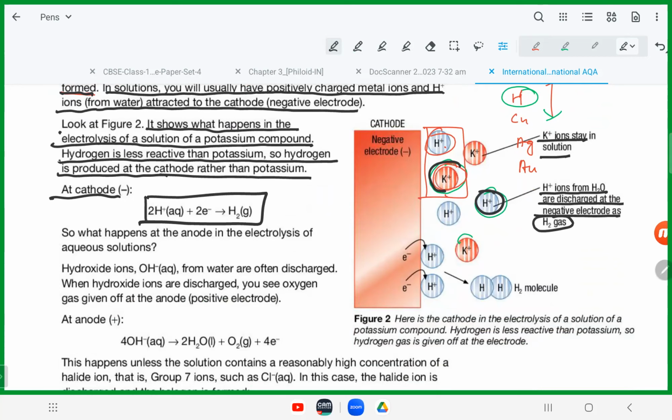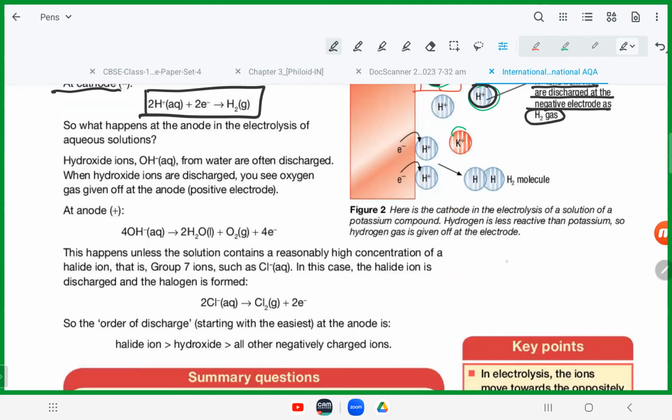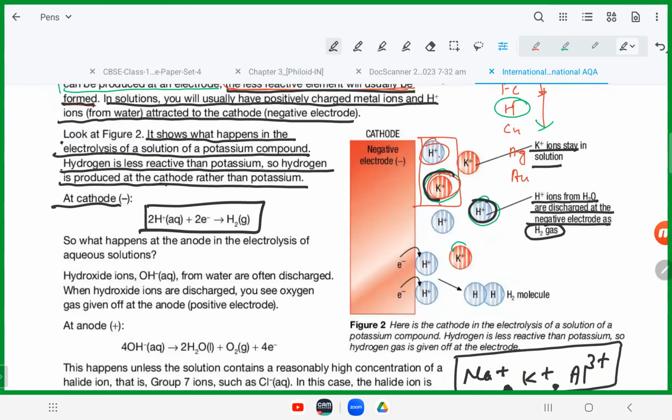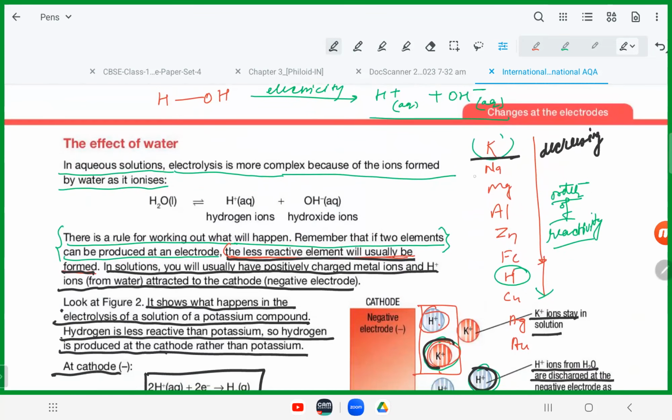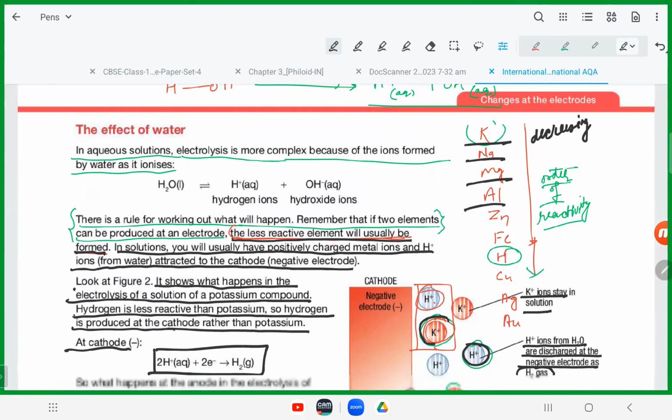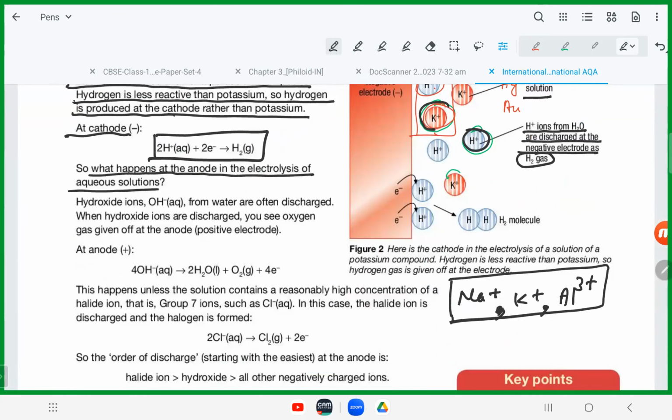Yes. Okay. So Tarini, if I am giving you Na plus, then K plus, and then Al3 plus, which one is going to discharge at the cathode? Can you guess? Out of sodium, potassium, and aluminum, which ion will discharge at the cathode? See the table. Aluminium. Very good.